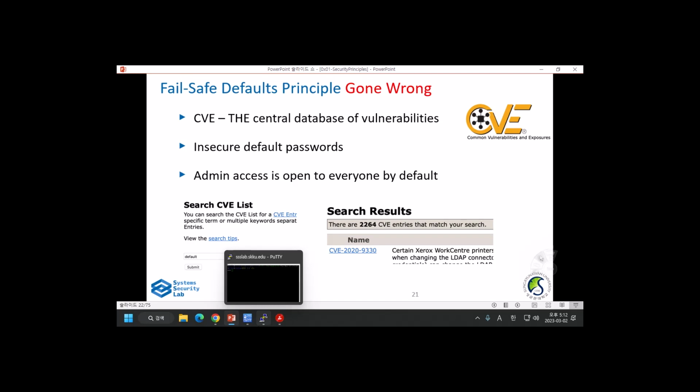So if you see a new wireless router on the network, you can just try admin, right? Actually, there are attacker groups that actively try to find any IoT or printer devices on the internet, and they will just brute force. They'll try admin, or some other default passwords. So this was one of the most common vulnerabilities in the CVE database. And this is a really good example of fail-safe defaults principle gone wrong, right?